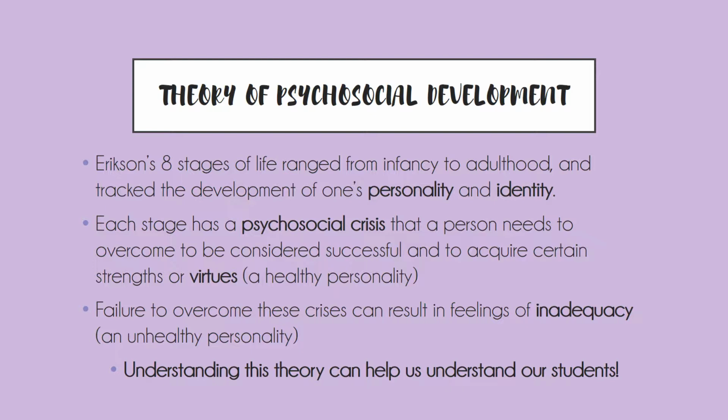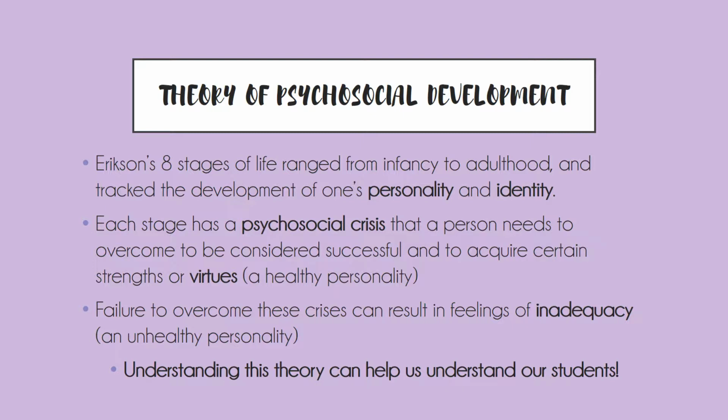Each of these stages is marked by a psychosocial crisis. In that stage, a person needs to overcome this crisis to be considered successful. When they do overcome this crisis, they acquire certain strengths or virtues that they take with them and helps build that personality and identity. This is going to give them a healthy personality, according to Erikson, and a really strong ego. On the other hand, failure to overcome these crises can result in feelings of inadequacy or an identity crisis, something we'll talk more about later.